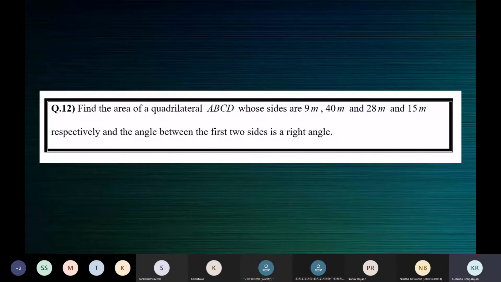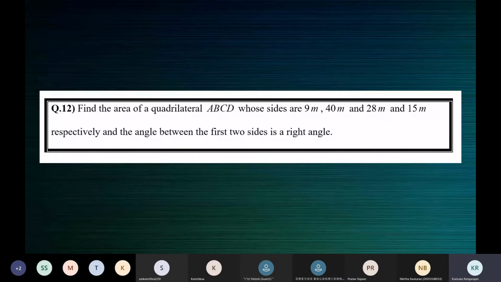So yes, the sides AB and BC. The angle which is common, the angle which is included between the sides AB and BC, is angle B.